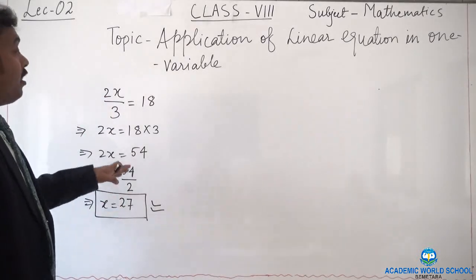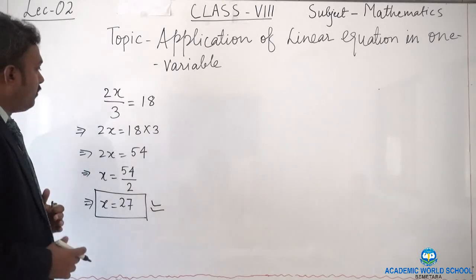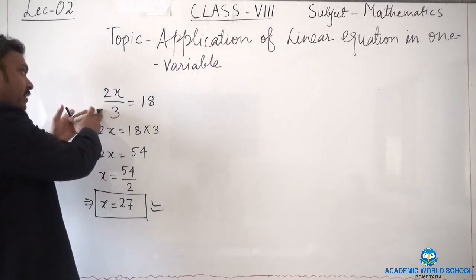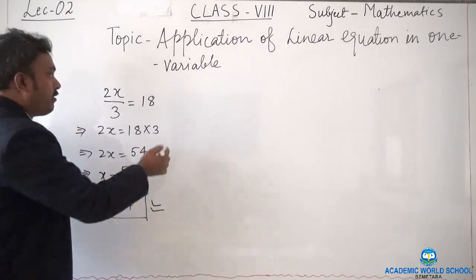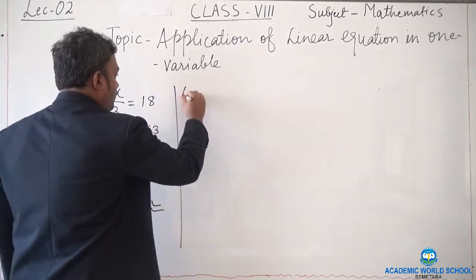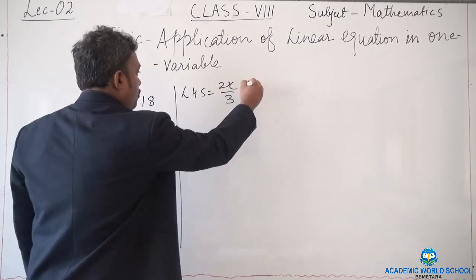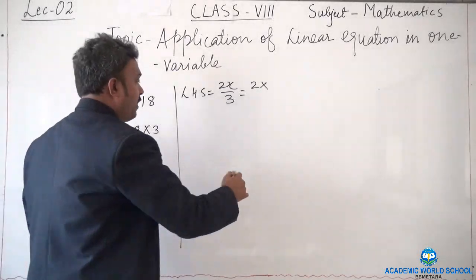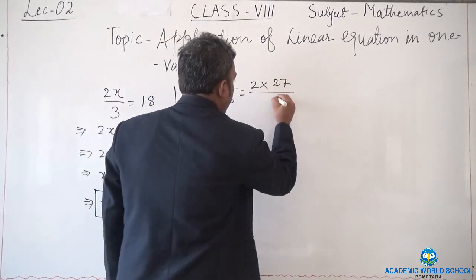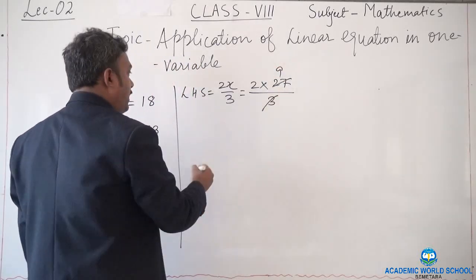Why is it the solution? Because if you put this 27 in this equation, it will make the left hand side and the right hand side of the equation equal. So let us check it. First I take the left hand side, which is 2x upon 3. So 2, and what is the value of x we got here? 27. So 2 into 27 upon 3. 3 will cancel out the 27 in 9 times.